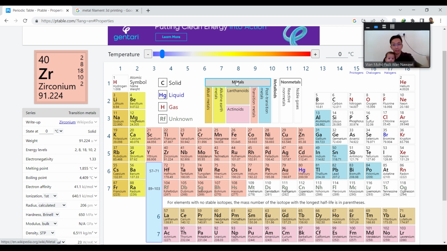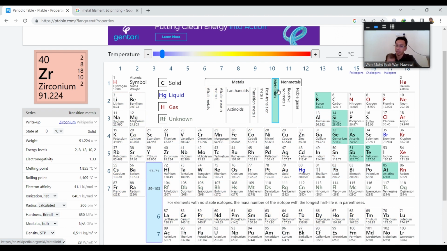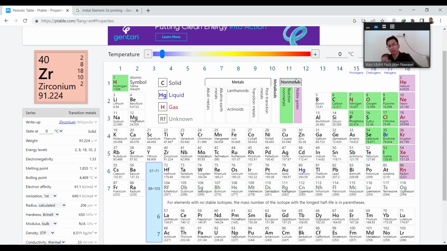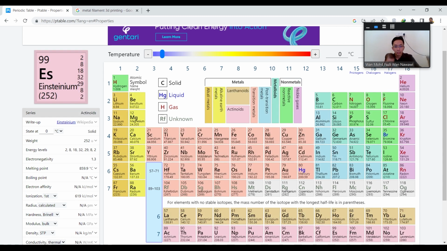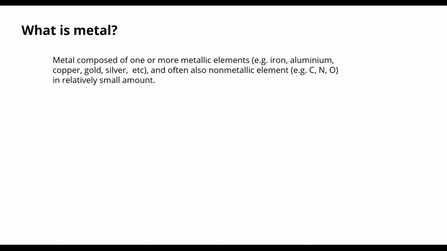Okay, so this is metal, from lithium, beryllium, sodium, magnesium, potassium until bismuth, lead, polonium and so on. This is metal, this is what is between metal and non-metal, and this is non-metal. We have learned this in the periodic table previously. So coming back, what is the definition of metal?